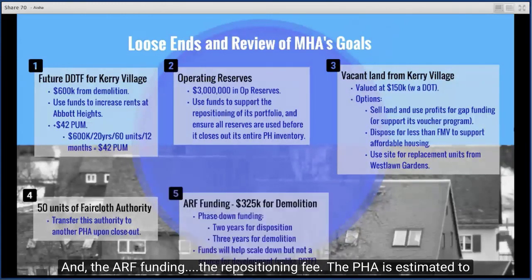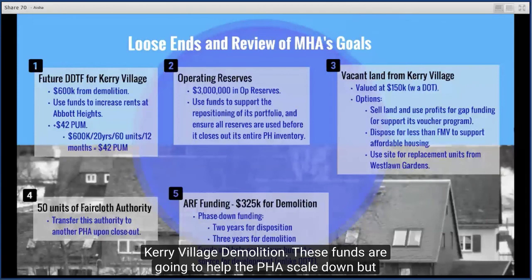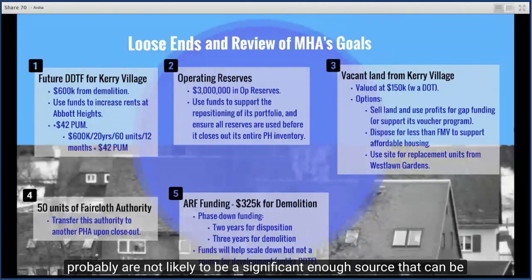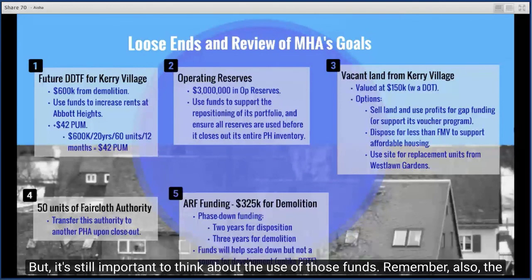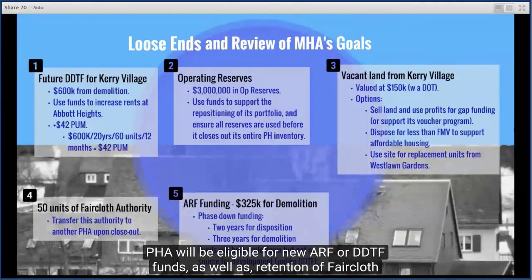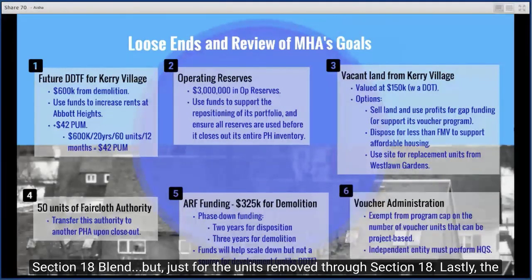And the ARF funding, the asset repositioning fee, the PHA is estimated to receive $325,000 ARF funding over the next 3 years as a result of Cary Village demolition. These funds are going to help the PHA scale down, but probably are not likely to be a significant enough source that can be relied upon for development deals, unlike, say, DDTF. But it's still important to think about the use of those funds. Remember also the PHA will be eligible for new ARF or DDTF funds as well as retention of Faircloth Authority for any units that it removes through Section 18, including any RAD Section 18 blend, but just for the units removed through Section 18.